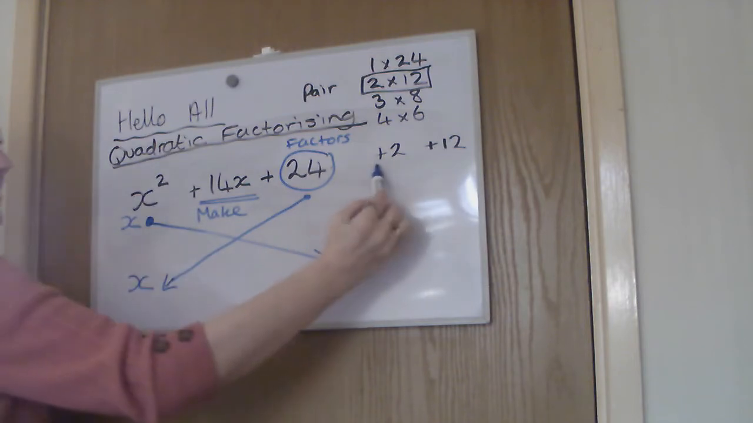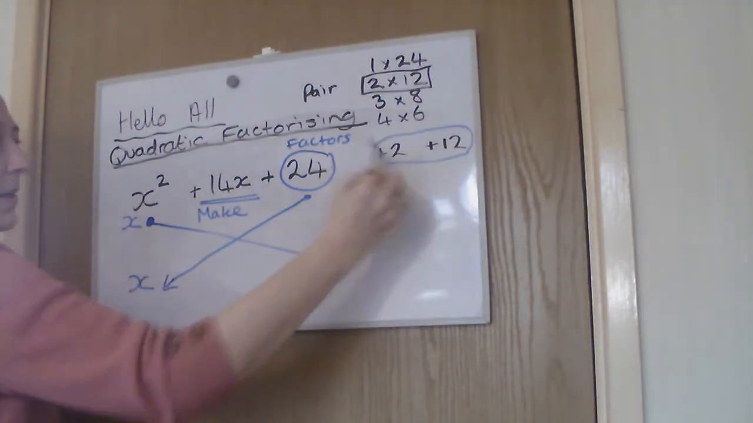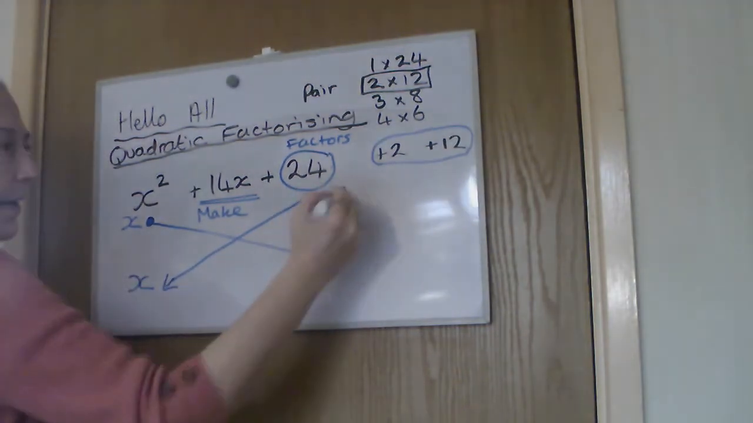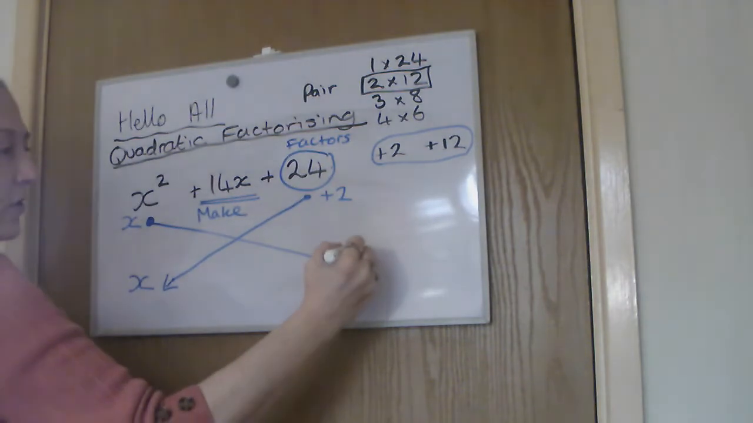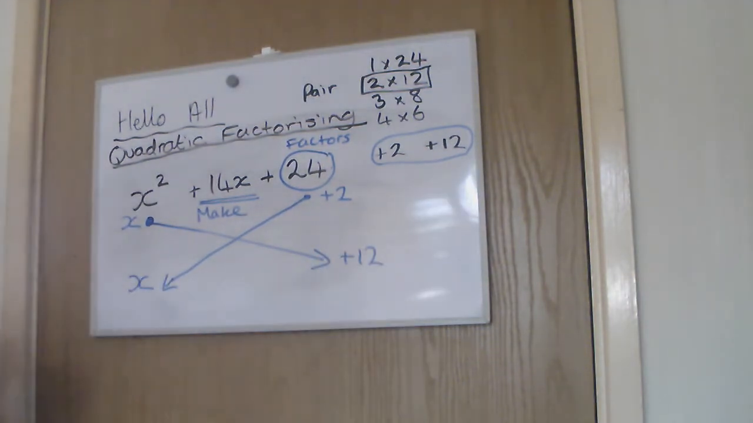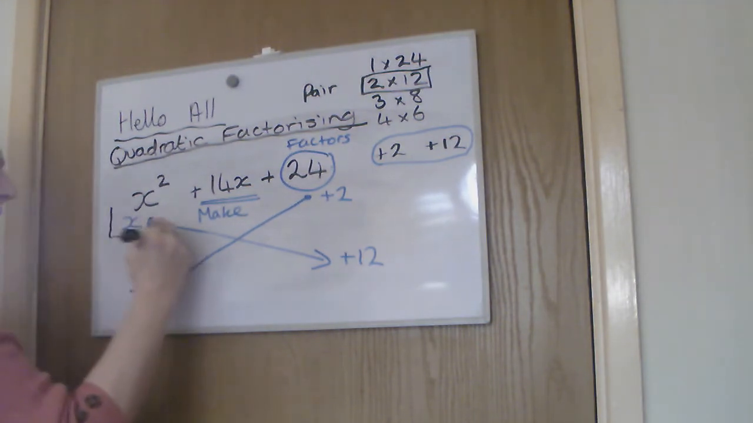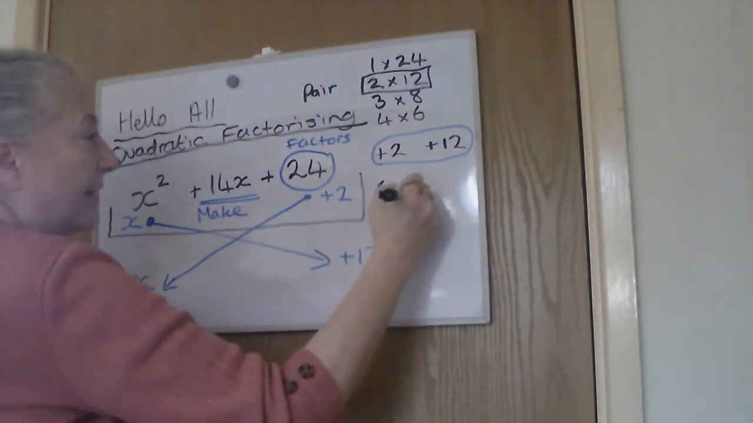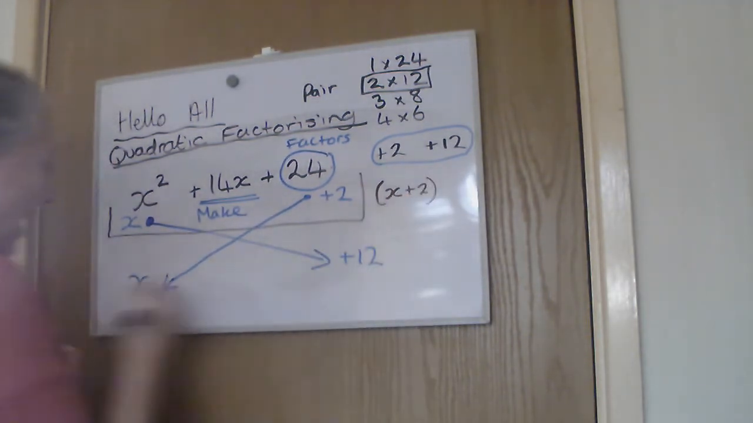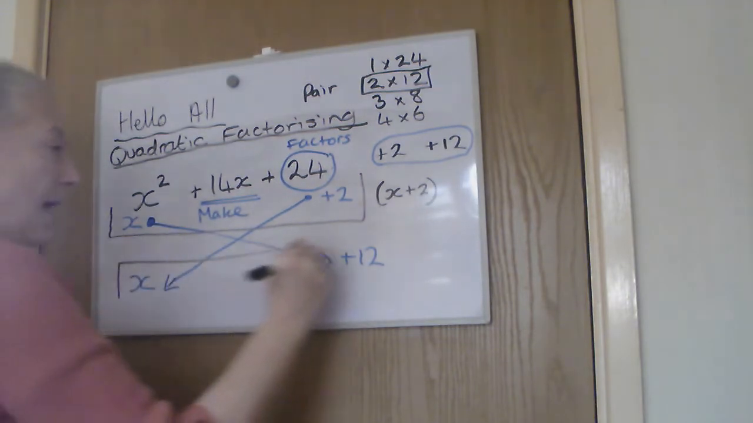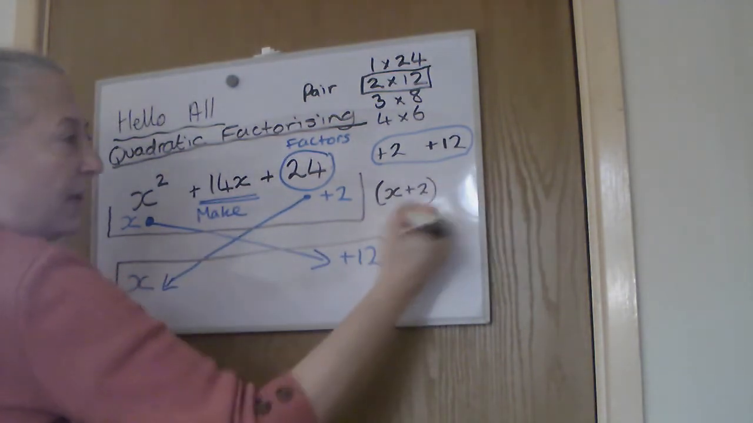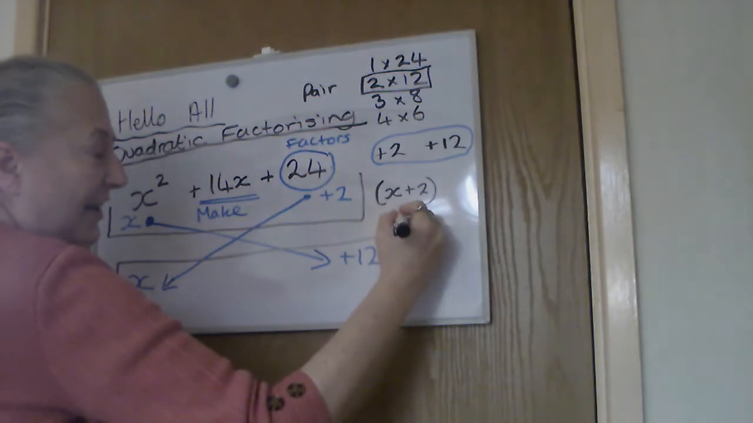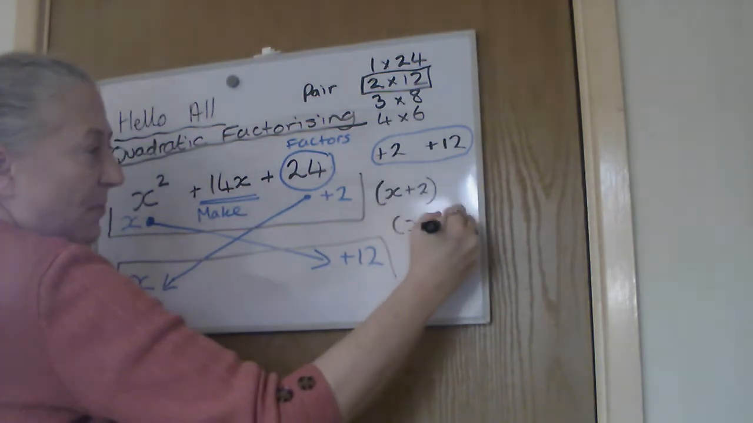Hold on, these numbers here, just put them at the end of each of your lines. And guess what? There's our first bracket, X factor. So we've got X plus 2, and there's our second bracket. I can't put it along there, but it should go in a line, but X plus 12.